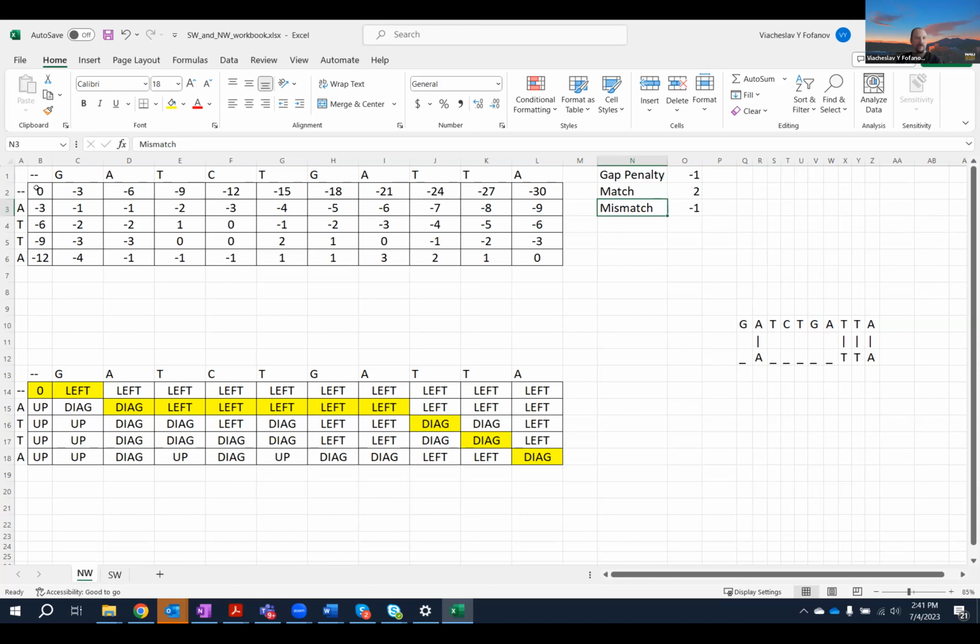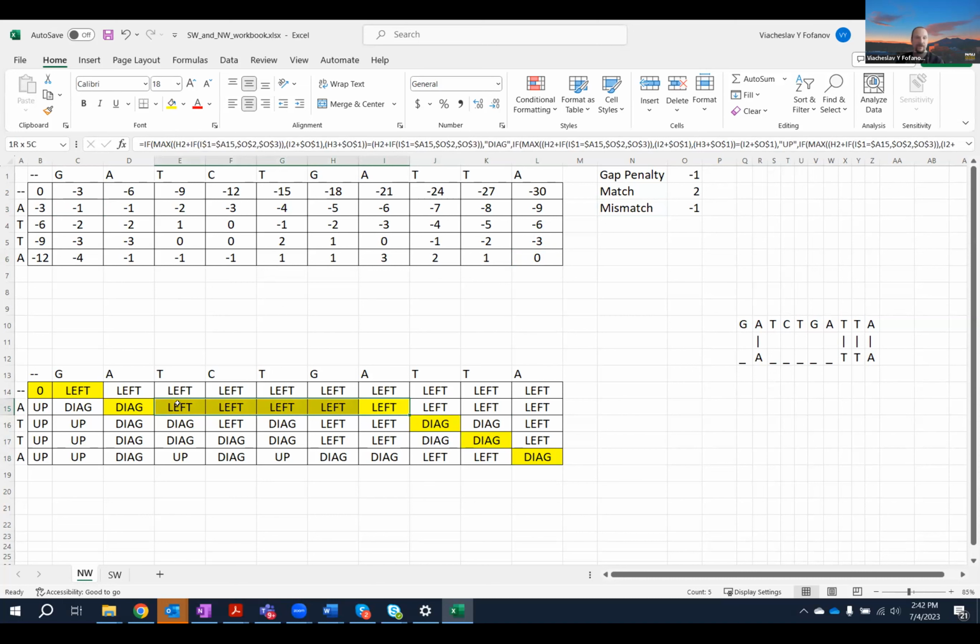If I was to go through and fill out all of the elements of this matrix, remember, in the Needleman-Wunsch, my best alignment is here. Score of 0 is not great. If I was to reverse engineer the optimal moves that I've made, from the bottom right corner, it would be a diagonal move, another diagonal move, another diagonal move, a bunch of moves to the left, and then finally a diagonal move.